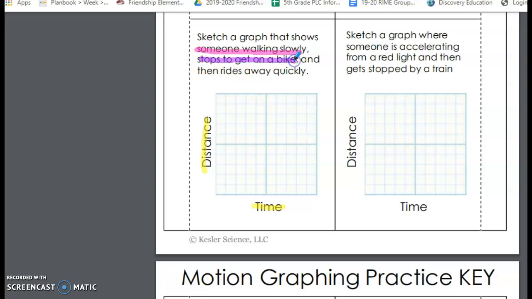stopping to get on a bike, riding away quickly. Now, this goes back to our last graph. How am I going to show someone that's walking slowly? What would my line look like? Parker? Yeah, not a very steep line at all, right? So I'm going to walk slowly.